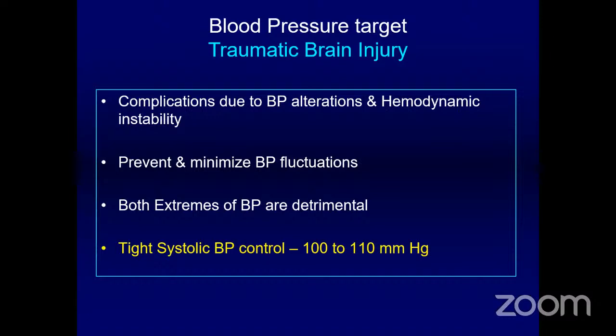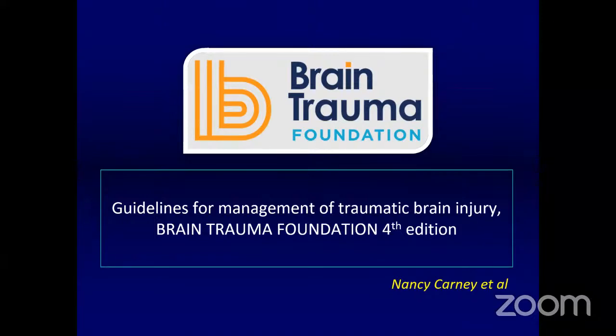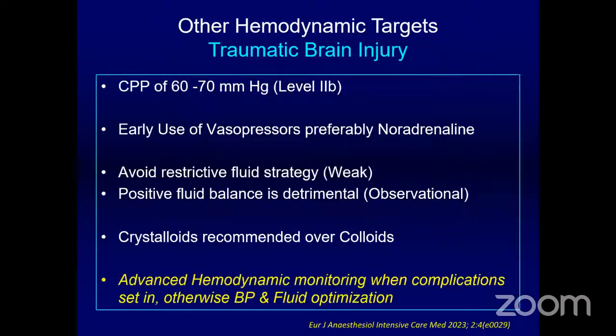So to make it something which is achievable, for patients with TBI, you have to have a tight systolic blood pressure control between 100 to 110. Most of these evidences come from the Brain Trauma Foundation studies and guidelines. And this is the most recent one, which talks about what is to be done in a patient with brain trauma. So the targets are basically, you should be maintaining a cerebral perfusion pressure of 60 to 70, even though the level of evidence is 2, but still, yes, we should be.